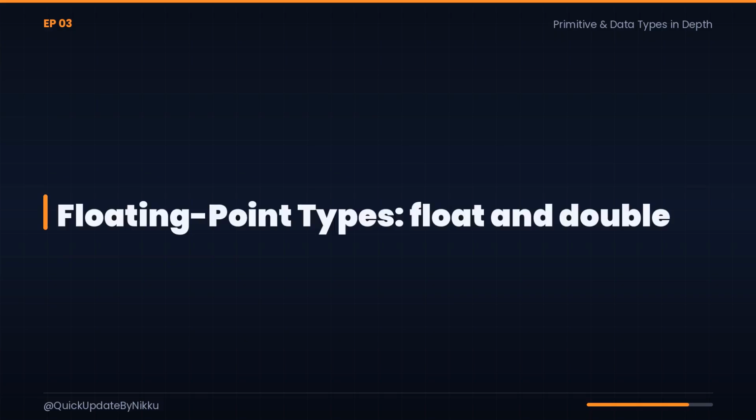We've conquered integers. Now we enter the most misunderstood corner of Java's type system, floating point arithmetic. Before writing a single line of code, we need to understand what these types actually are at the bit level, because that understanding is what separates developers who are surprised by floating point behavior from those who expect it.